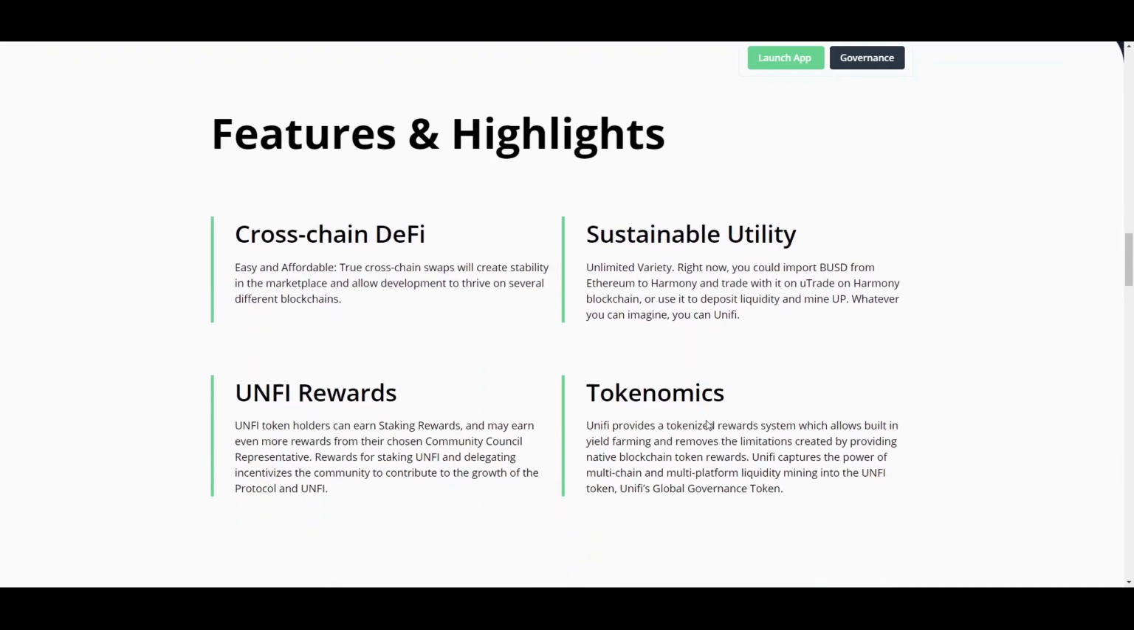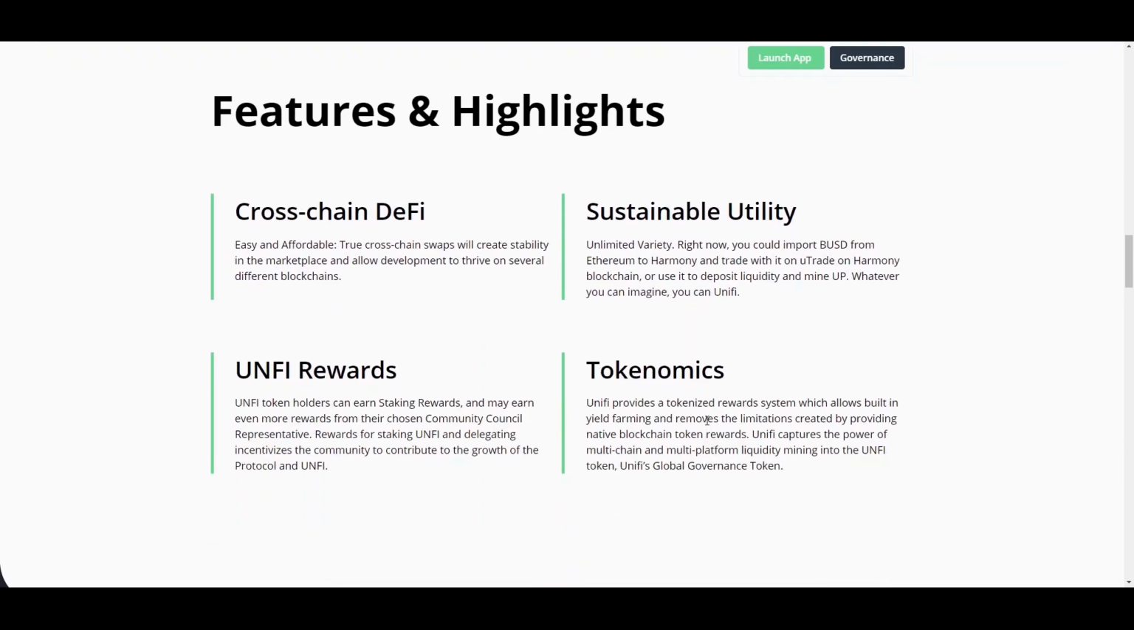A few of the features, a few of the interesting things that this platform has the ability to do. First of all, cross-chain decentralized finance. You can swap different chains with each other. You can develop them together. They can work together seamlessly. That is a big step.